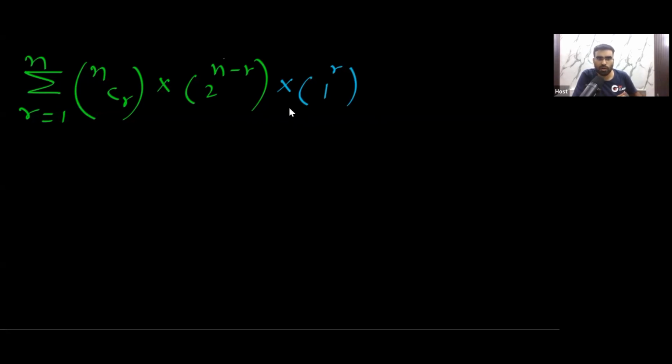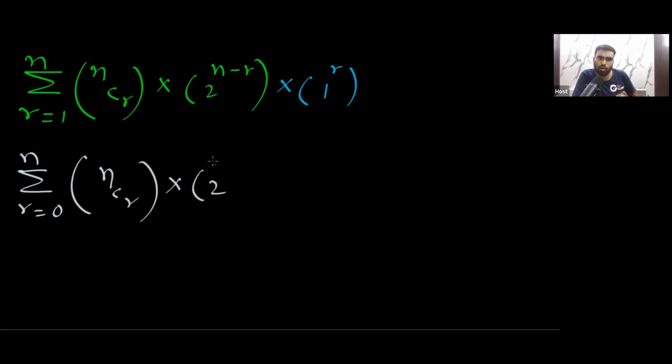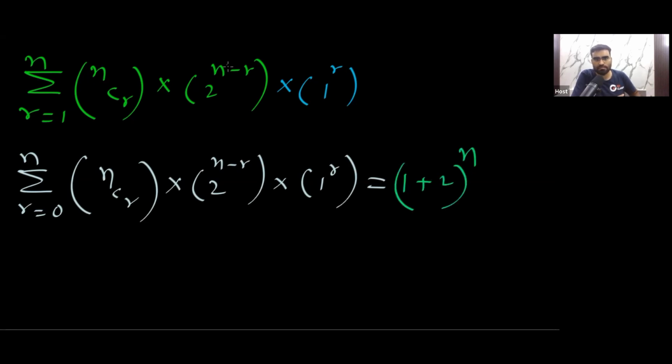Okay. Now, what result do we have? See, remember, this result we already know: if you go from r equal to 0 to n, then the answer I already know. See, you know that summation r equal to 0 to n ncr multiplied by 2 power n minus r multiplied by 1 power r. This value you already know. This is basically (1 plus 2) power n. Correct? Okay. But I want this value. So what will this value become?